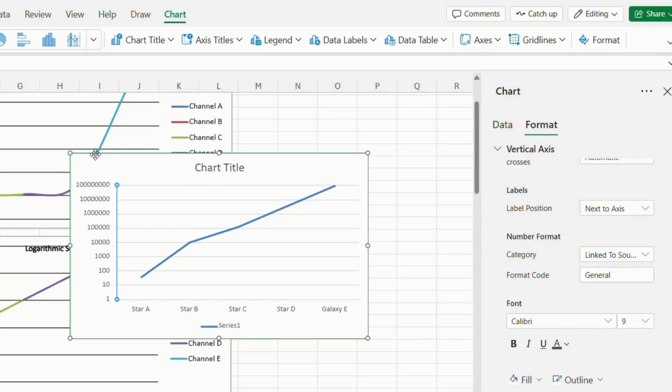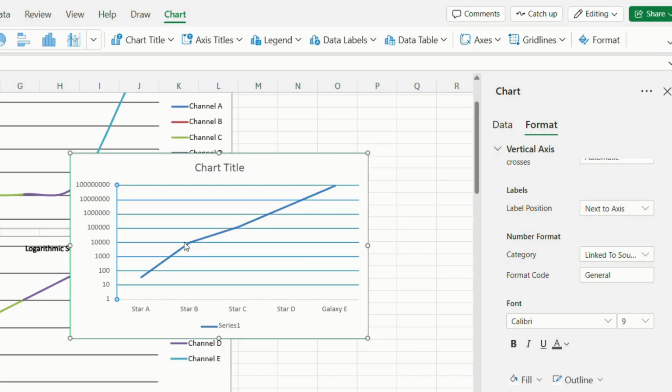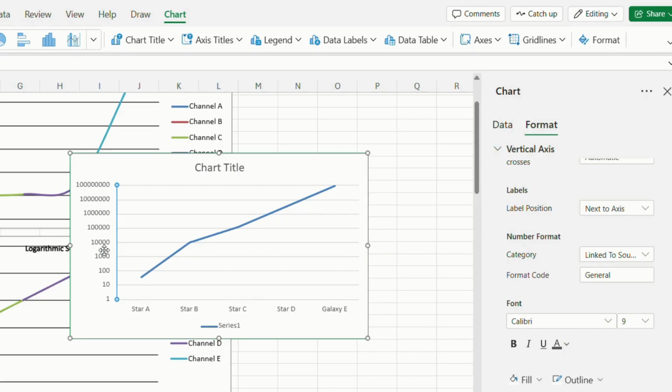because instead of increasing by 1 or 2, this increases with the base value of 10 to the power. So star A is 35, so it's here, and star B is near about 10,000, and star C is here. This is all increasing by the power of 10, so it's easier to compare. This is the logarithmic scale.